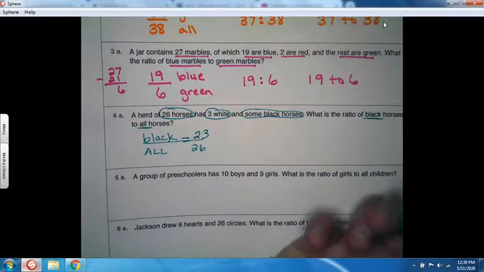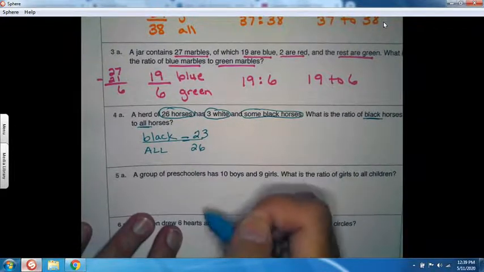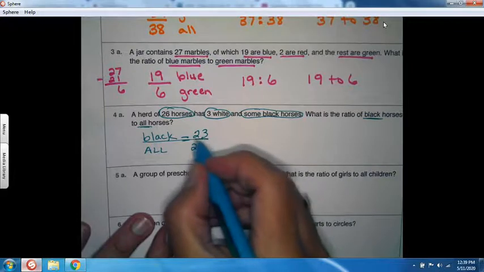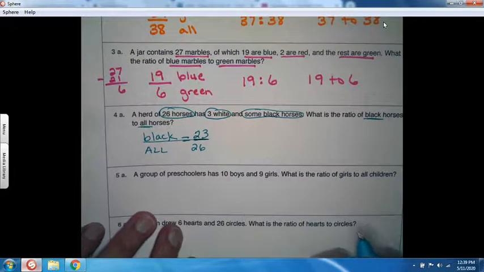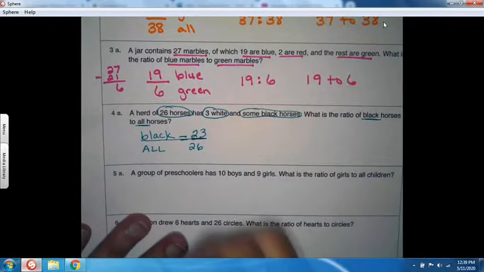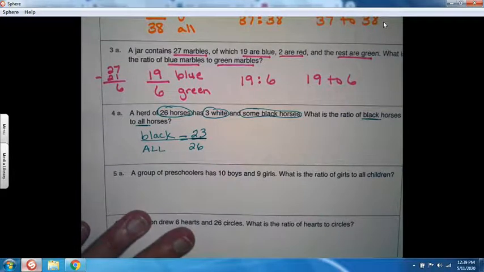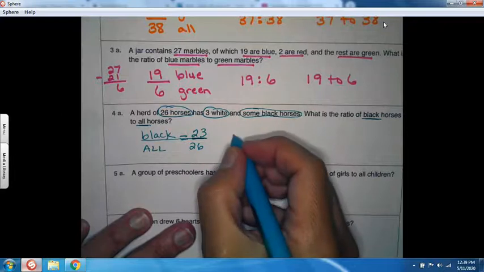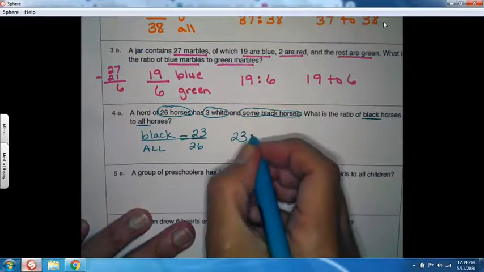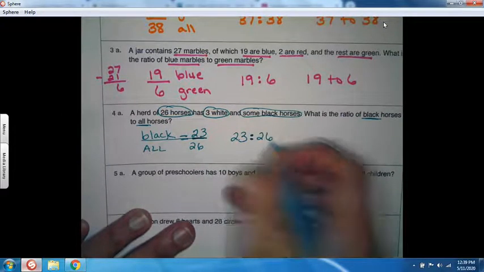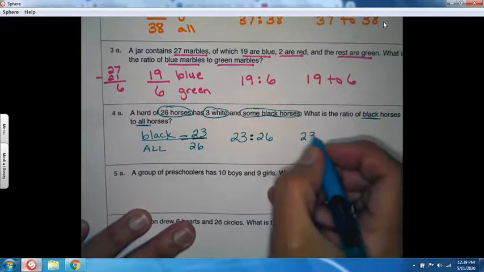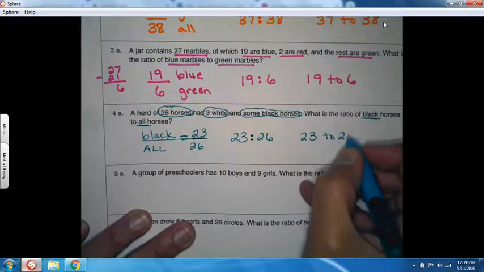And then we have to write it the other 2 ways. And can we simplify this? No, we can't. 23 is prime, and there's no common factor for 23 and 26. So we write 23 black horses, colon, 26, and then 23 to 26.